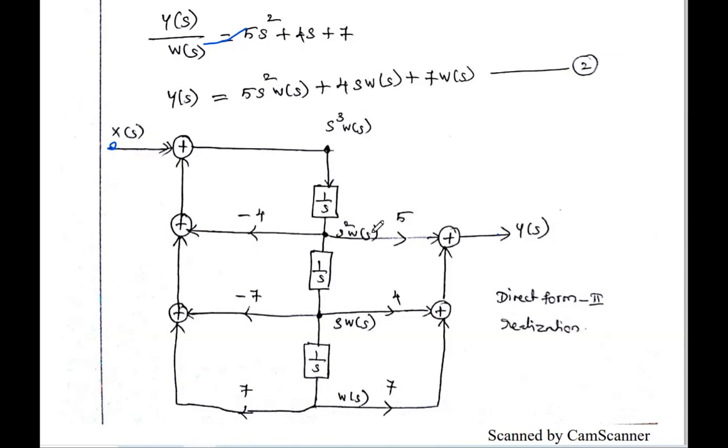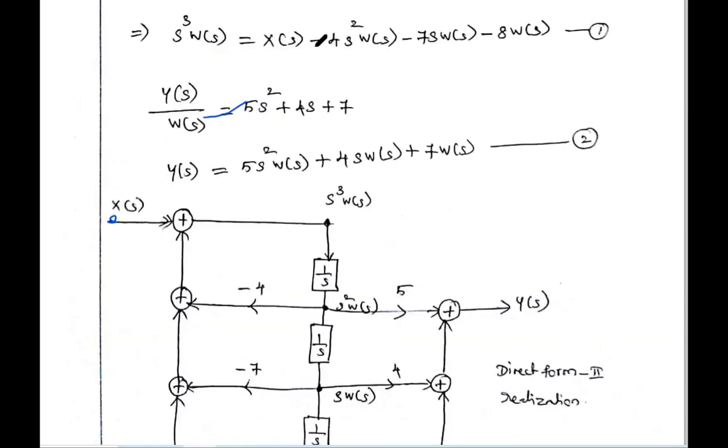So what is the output of this integrator? S squared into W of s. Okay, so you see what is the second term? Minus 4 s squared W of s. So s squared W of s we got. So this s squared W of s, this line, you give it to one gain block.